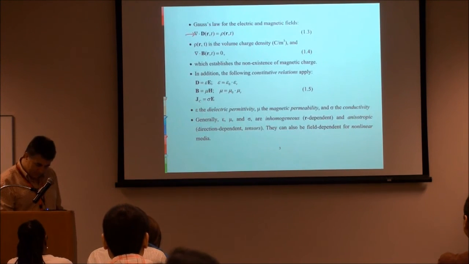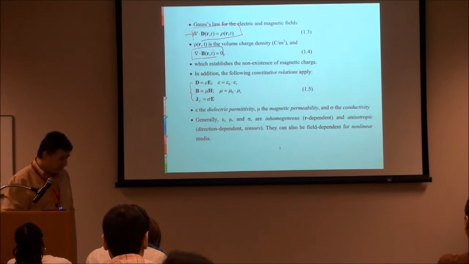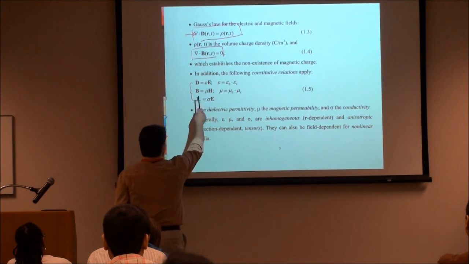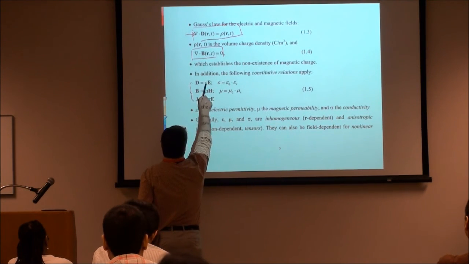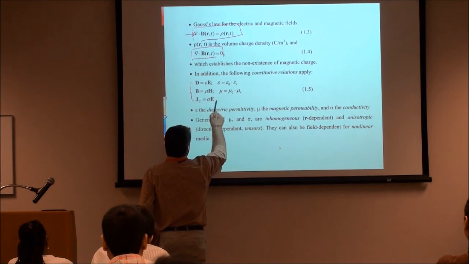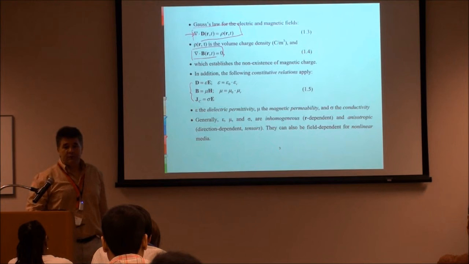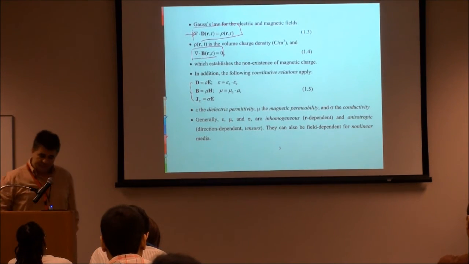Therefore, we have two more equations here about D's and B's, and then finally the material properties that are connected. See? So epsilon comes in here, mu comes connecting H and B, and this is the equation that I just showed you for the conduction currents. Okay.